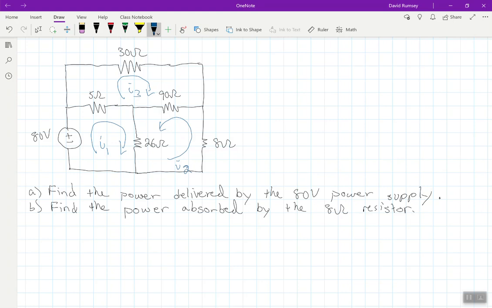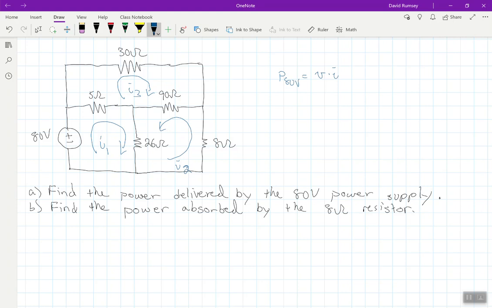All right, so now our ultimate goal is to find the power delivered by the 80-volt power supply. So power for the 80-volt power supply is voltage times current. There is no other short equation because a power supply isn't a resistor, so I can't do something like V squared over R or I squared times R. So I have to do V times I.